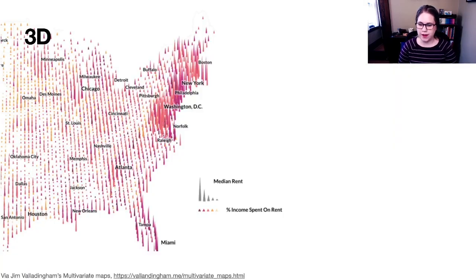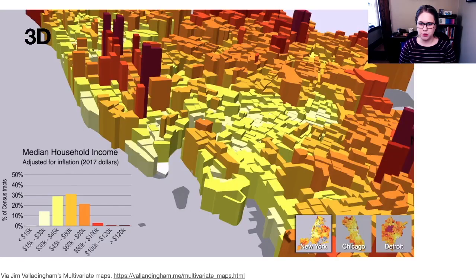Jim Vallandingham has this piece about multivariate maps where he has a ton of examples, and he highlights some strategies. One would be to make a 3D map. This one is showing median rent based on the height of those cones that are sticking up from different areas. And then the color is the percent of income spent on rent. So this is allowing the designer to visualize two variables at once by using a 3D situation.